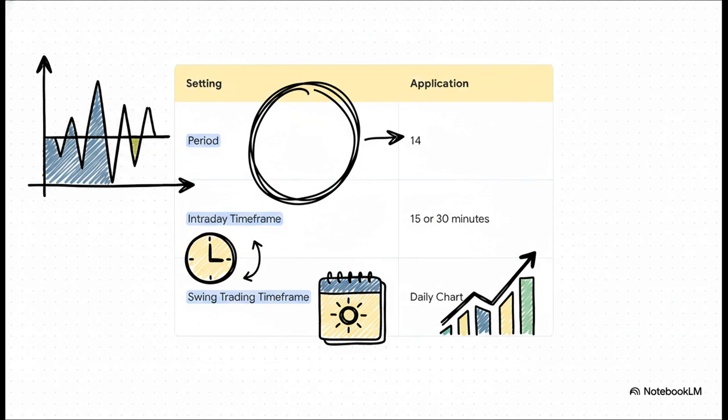And listen, we're keeping things super simple and standard here. The RSI period, we're going to set that to 14. If you're trading during the day, just pull up a 15 or 30-minute chart. If you're more of a swing trader holding for a few days, you'll use the daily chart. That's it. No need to get all fancy and complicated.